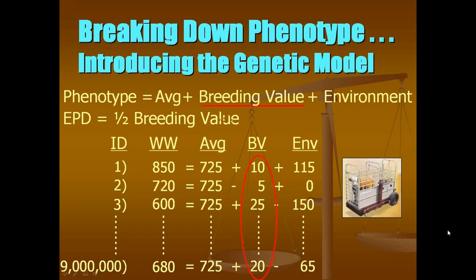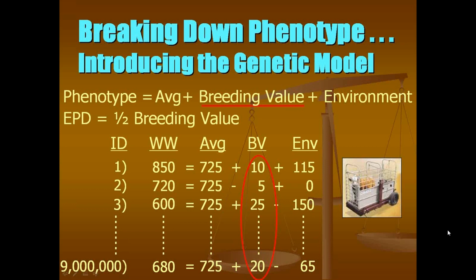An EPD is half of this breeding value. And the reason is that it is half. When we look at a breeding value, remember I defined breeding value as the value of the animal, or the value due to the genes that an animal carries, and they have a direct impact certainly on the animal's phenotype, on the animal's weaning weight. All of the genes that an animal possesses have an impact on that animal's weaning weight.